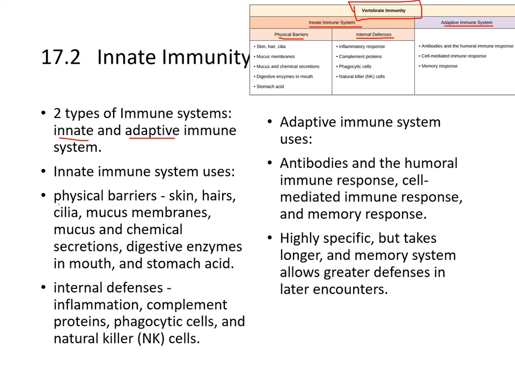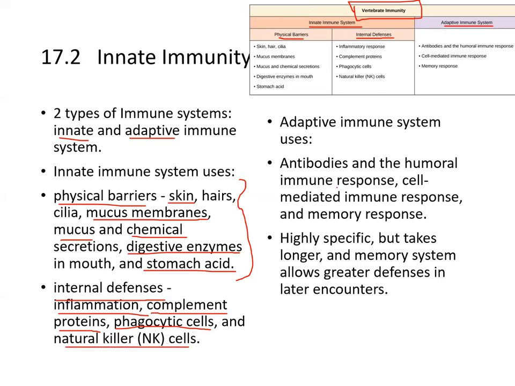So physical barriers are things like skin, hairs, cilia, mucous membrane, mucus and chemical secretions, digestive enzymes in the mouth, and stomach acid. These are the physical barriers. And then there are the internal defenses. They include inflammation, complement proteins, which we'll discuss more later, phagocytic cells, and natural killer cells.